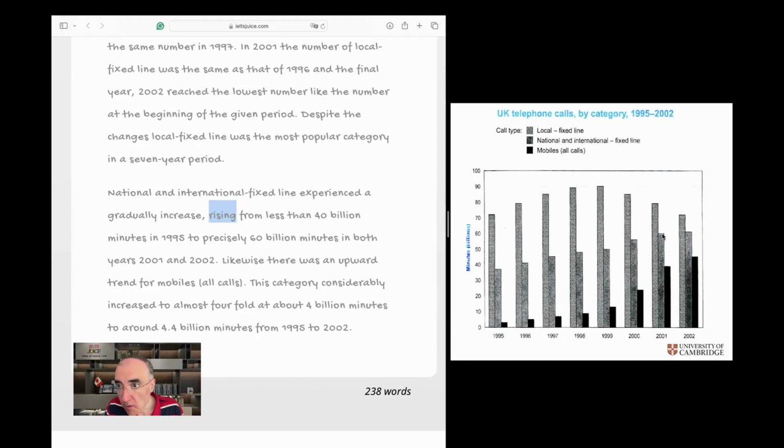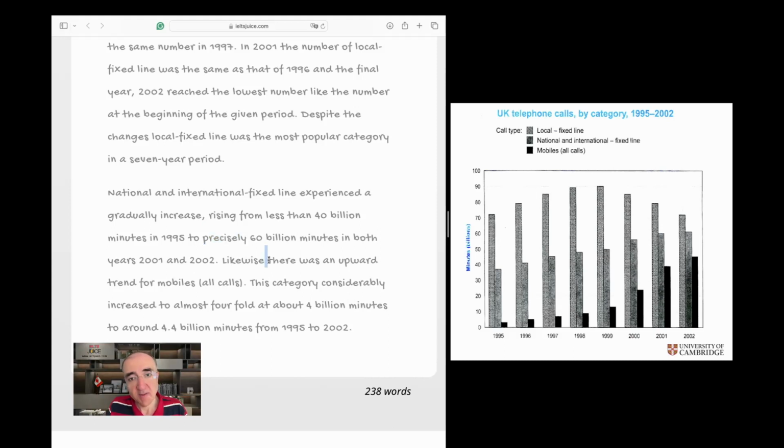I mean, unless my eyes deceive me, these are not exactly the same. Then how do you say precisely? Precisely is a good word, but it's not accurately used here. The fourth factual mistake. These two are not precisely similar. There is a slight difference. Oh gosh. 4 factual mistakes. 60 billion minutes in both years, 2001 and 2002.